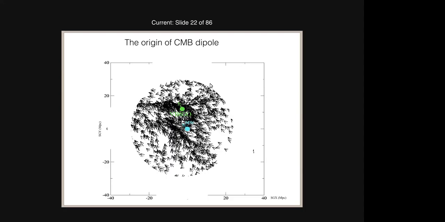And this is actually what Dennis Sciama used to predict, in some sense, the CMB dipole. He said, well, okay, I have this velocity field nearby. I know we are all going towards Virgo. So if there is a CMB background, then when I look at it, because I'm not an observer at rest, I should see a dipole. But is that enough? Is Virgo responsible for the CMB dipole?